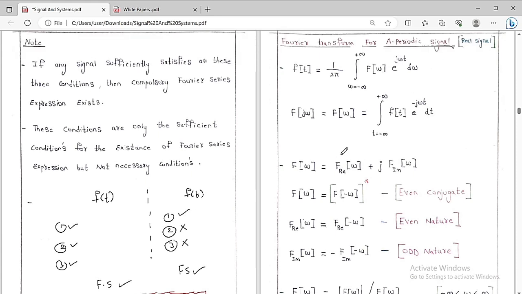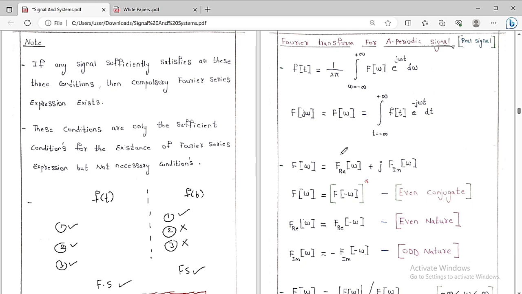So now let's go for the next concept. What's the next concept? The Fourier transform for a periodic signal. So we are going to find the Fourier transform for a periodic signal. This is a thing you always have to keep in mind.